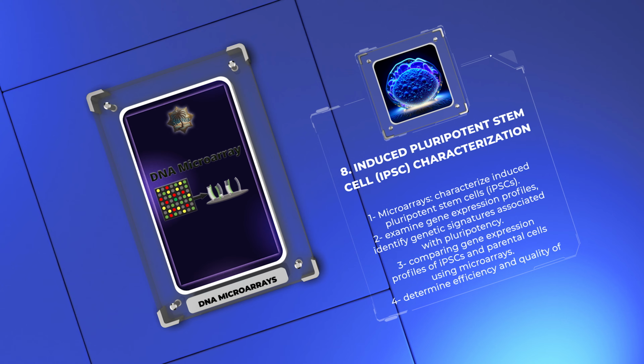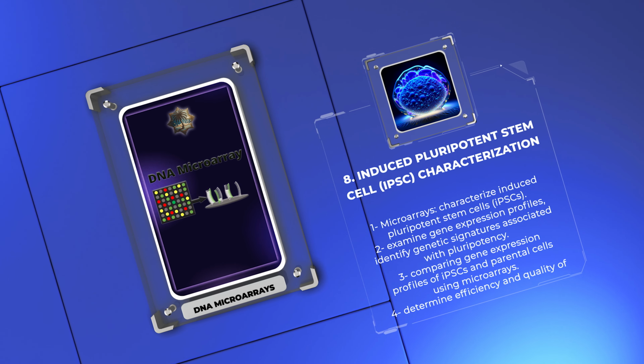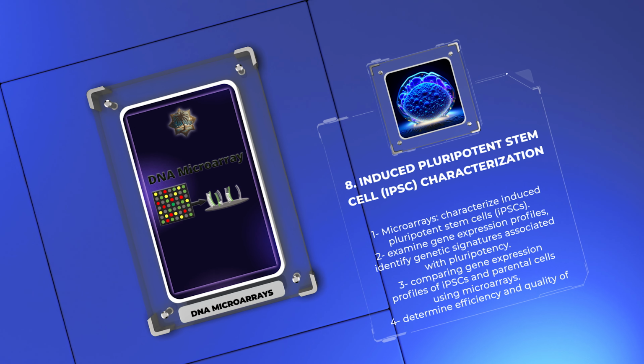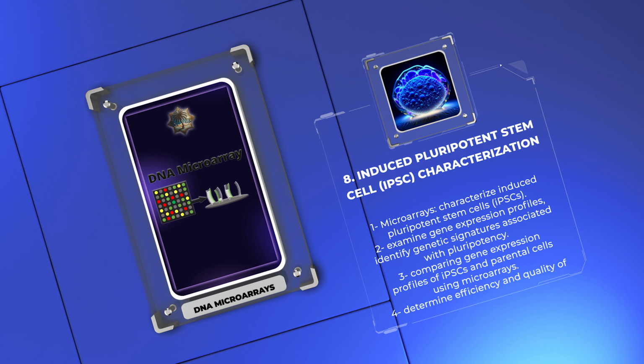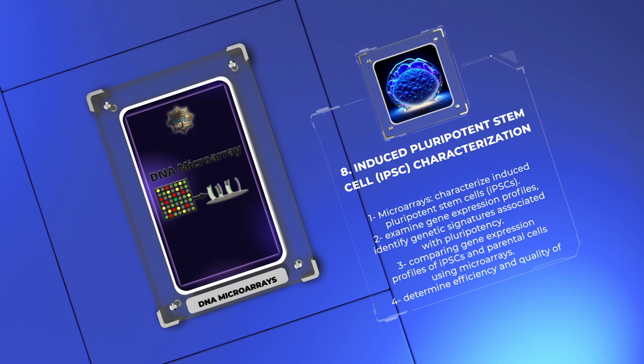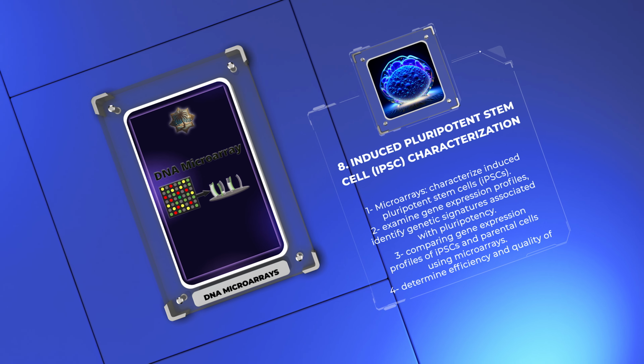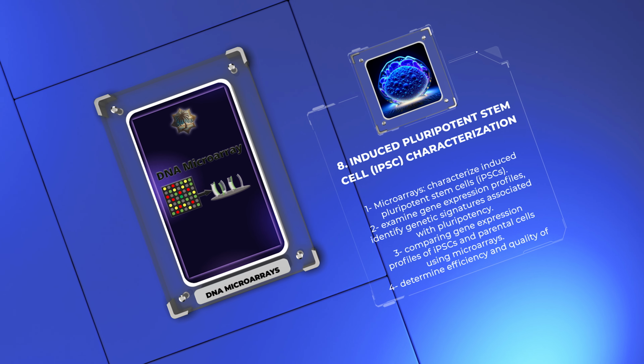Microarrays can be employed to characterize induced pluripotent stem cells, iPSCs, by examining their gene expression profiles. iPSCs are generated by reprogramming adult cells to exhibit embryonic stem cell-like properties. By comparing the gene expression profiles of iPSCs and their parental cells using microarrays, we can identify genetic signatures associated with pluripotency and determine the efficiency and quality of the reprogramming process.